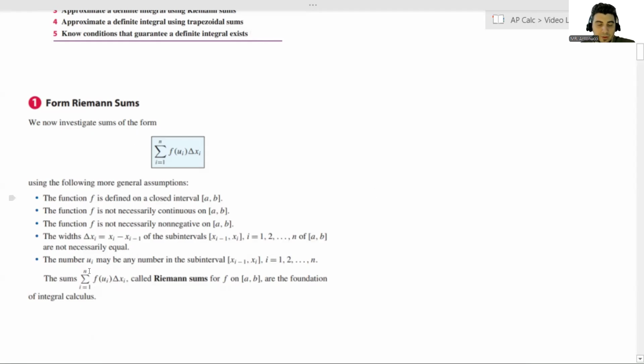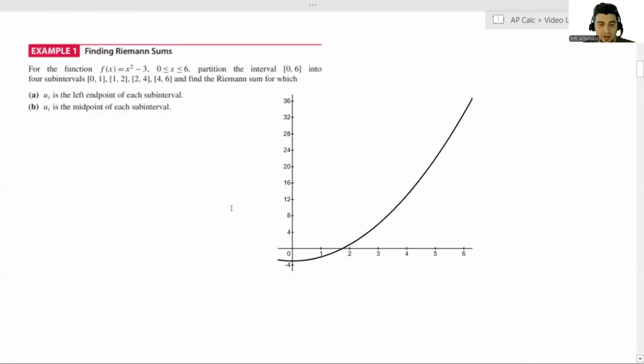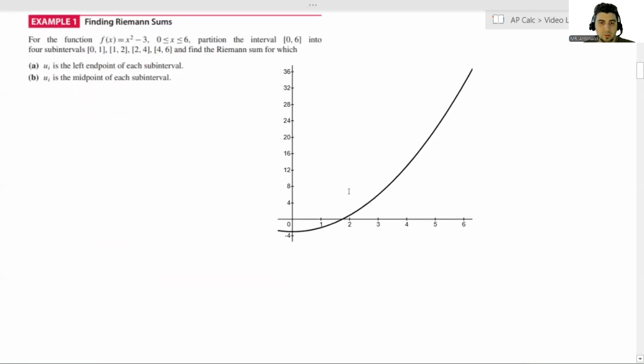Then the sum i equals 1 to n of f of ui delta xi is called the Riemann sum for f on the closed interval a to b. And that's actually the foundation of integral calculus for us. So let's go ahead and do an example here to get something concrete behind what we're talking about.